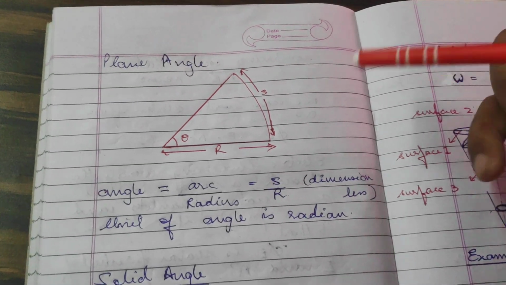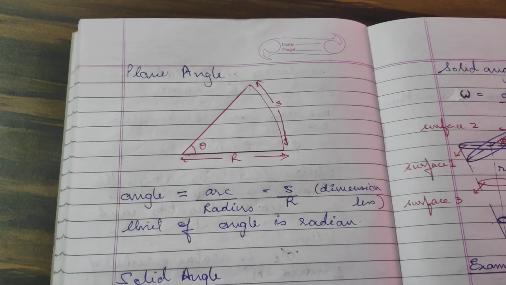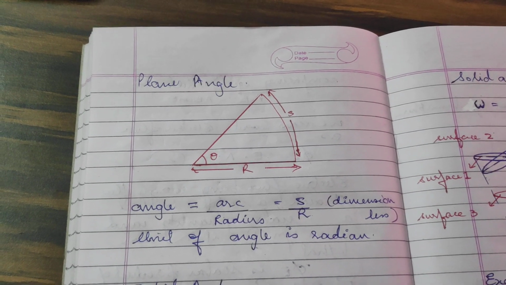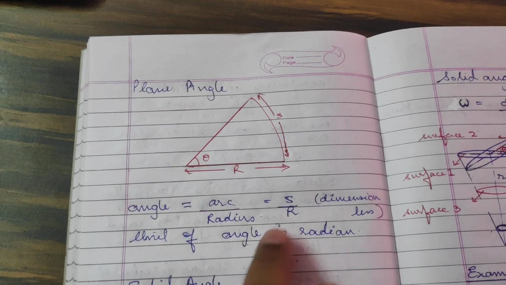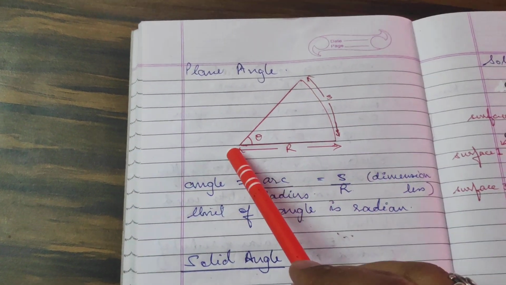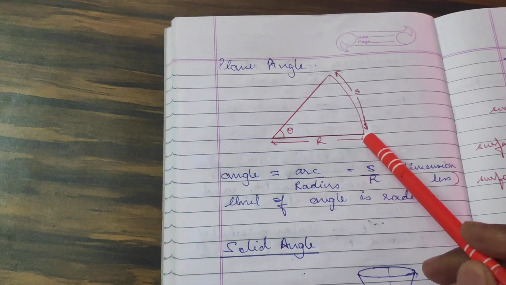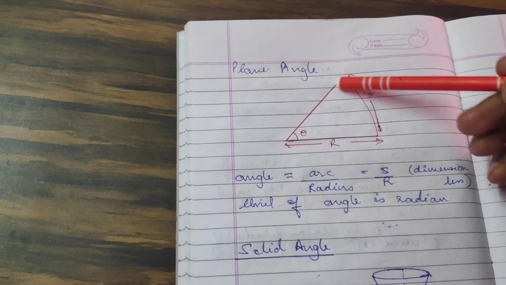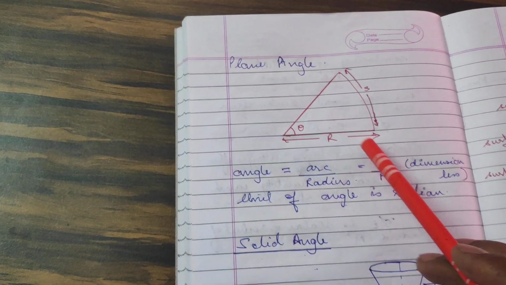So today we are going to study plane angle. Plane angle we have all studied, and as we know, plane angle is a two-dimensional angle, and plane angle is arc upon radius. The arc is this S, and this is the radius. If you consider this entire thing to be a part of a circle, this part of the circumference is the arc, which is S, and this is the radius, which is R.